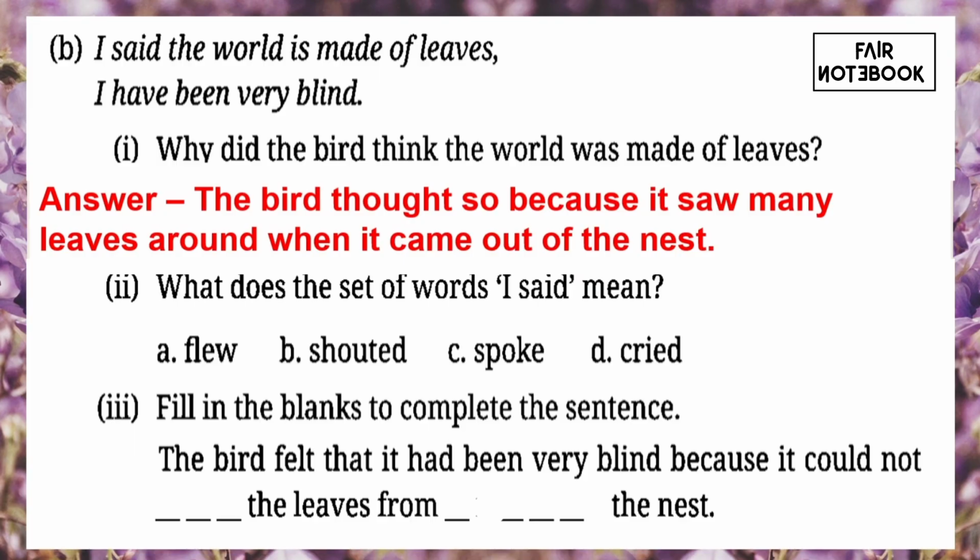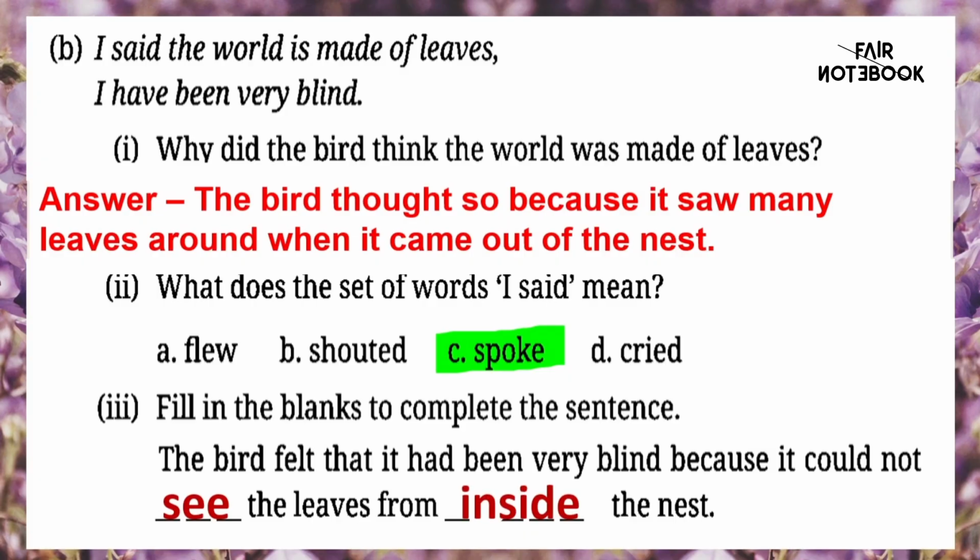Question: what does this set of words I said mean? Option A, flew. Option B, shouted. Option C, spoke. Option D, cried. Answer: option C, spoke. Question: fill in the blanks to complete the sentence. The bird felt that it had been very blind because it could not see the leaves from inside the nest. Answer: C, inside.